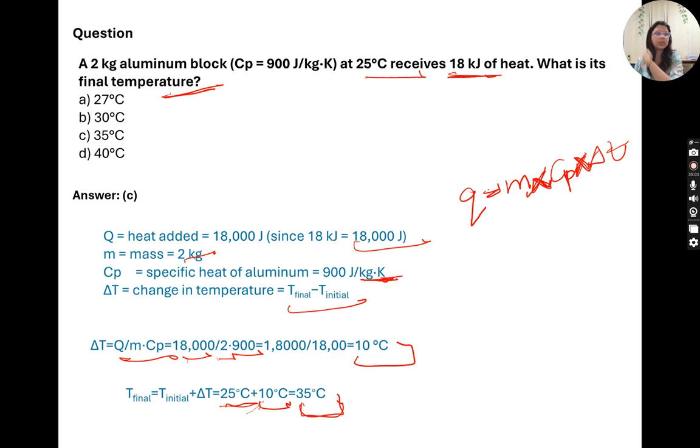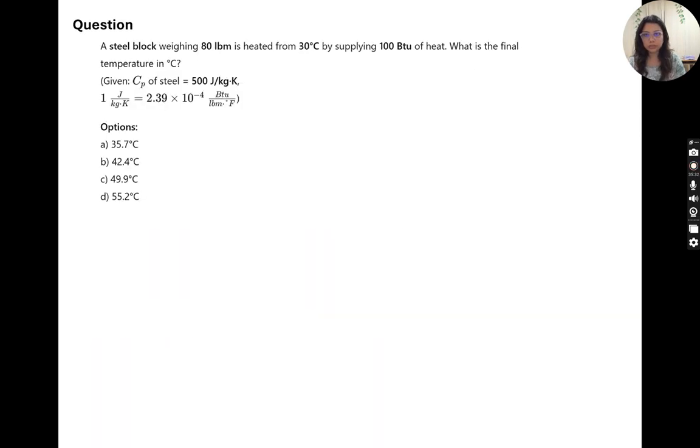I guess the concept of specific heat and this question is clear to everyone. If not, you can just write to me in the chat box. I will repeat the question again. Okay, then we will move forward with the next question.